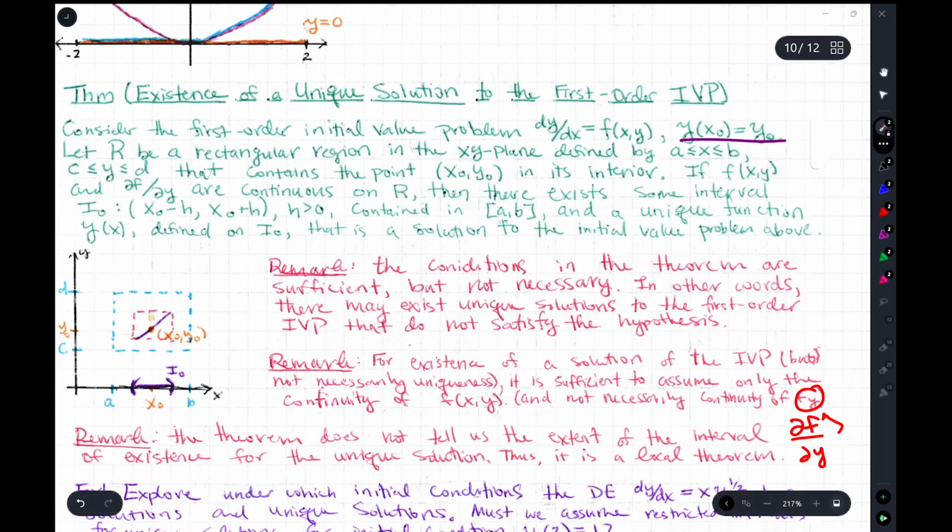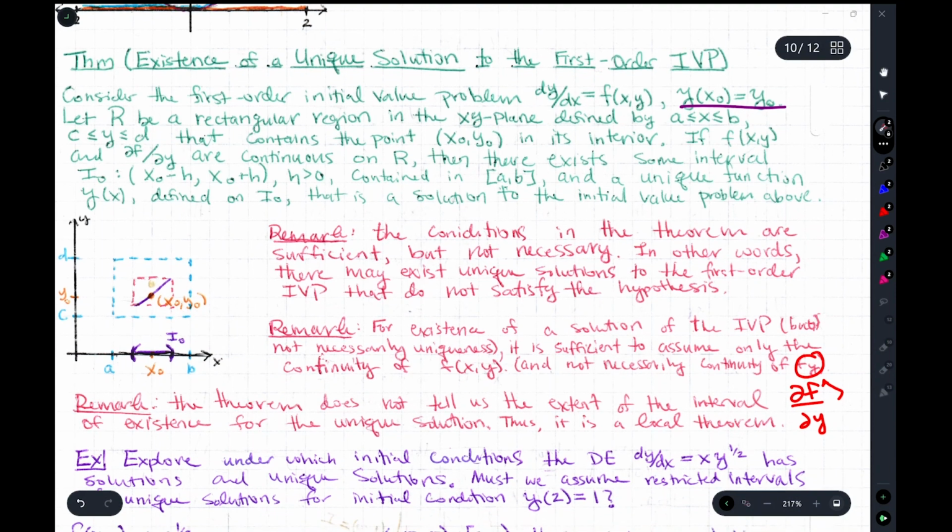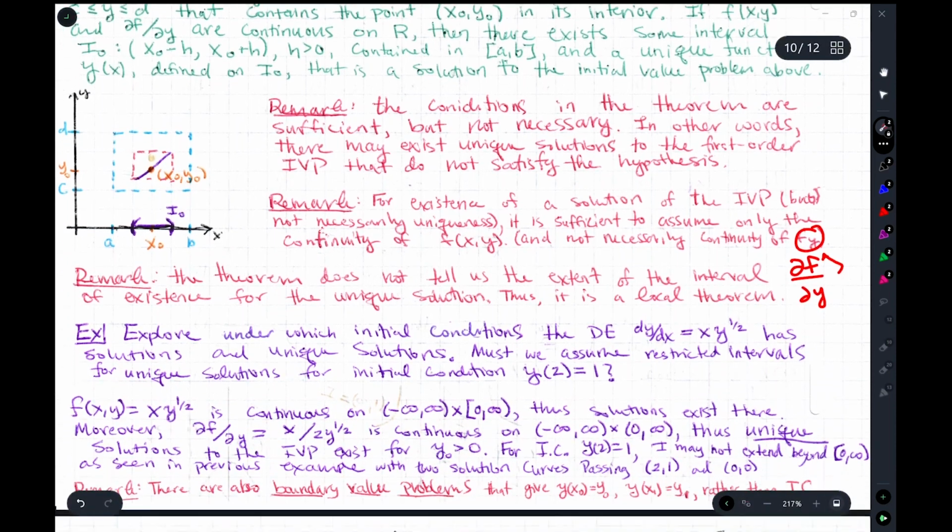And so here I also emphasize in the third remark that the theorem does not tell us the extent of the interval of existence for the unique solution. Thus, it's a local theorem. So you just have a point, the initial value point, okay? And f is continuous, partial f partial y is continuous, then you have some guarantee about what's around that point. It's a local theorem. You can't say much about the extent of that solution, okay? You don't know anything about how big that interval is, in other words.